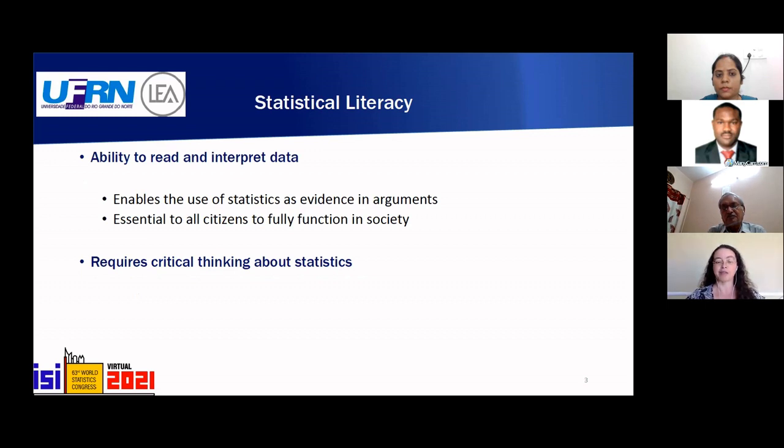Statistical literacy involves the ability to read and interpret data. With that, it enables us to use statistics as evidence in discussions and arguments. It is essential to all citizens. It helps us to fully function in society. With a clear understanding of data and statistics, we can provide a basis for our discussions. But to be able to do that effectively, we require critical thinking about statistics. It's a key point to be able to have statistical literacy.